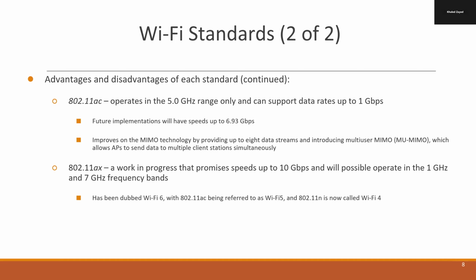Now we have the next one. The next standard is 802.11ax, a work in progress that promises speeds up to 10 gigabits per second and will operate in the 1 gigahertz to 7 gigahertz frequency bands. This has been dubbed Wi-Fi 6. AC is being referred to as Wi-Fi 5, and then 802.11n is now called Wi-Fi 4.